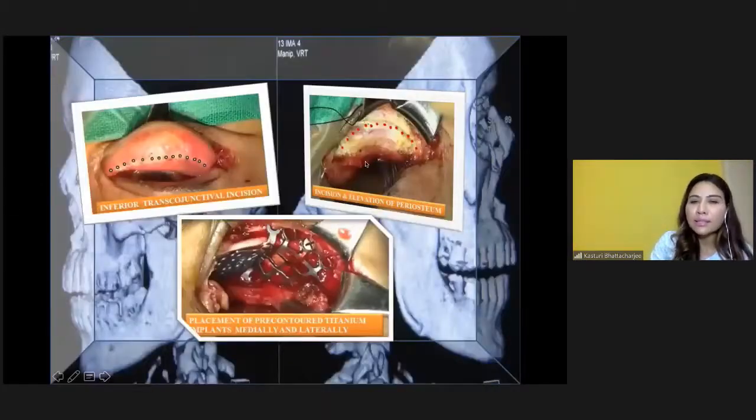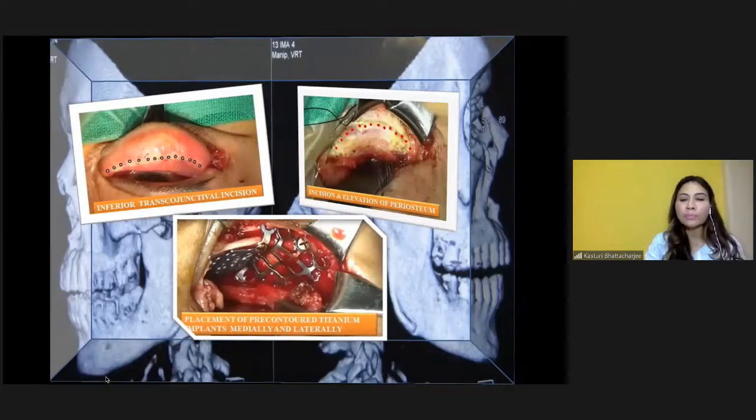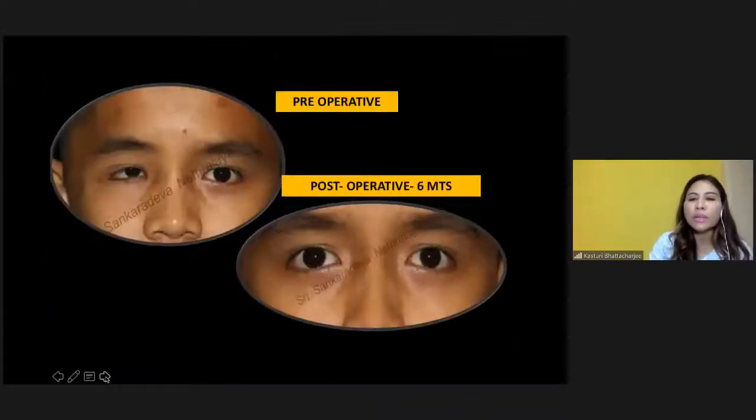And this is the transconjunctival incision. So we get the two implants. This is from Stryker. This is from Synthes, where you can see you have the bigger size. So that is for the compartment syndrome, and you get a very adequate correction.